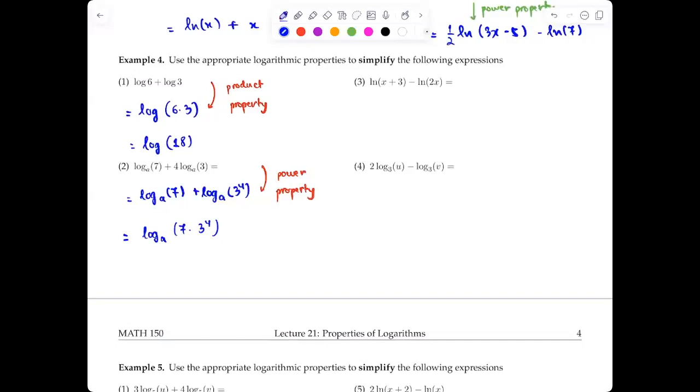Whatever that is. 3 to the 4th is 81 times 7, which is 567. You don't have to do the calculation. If you give me the answer log of base A of 7 times 3 to the 4th, totally fine. So here, what we did is use the product property.